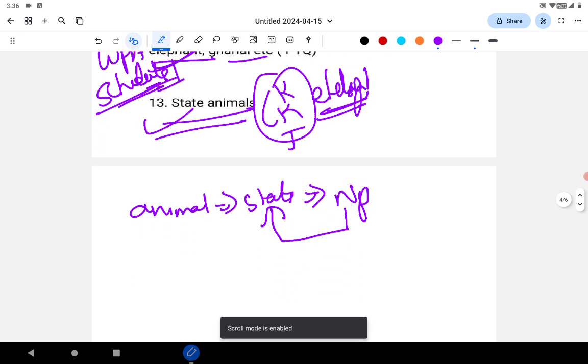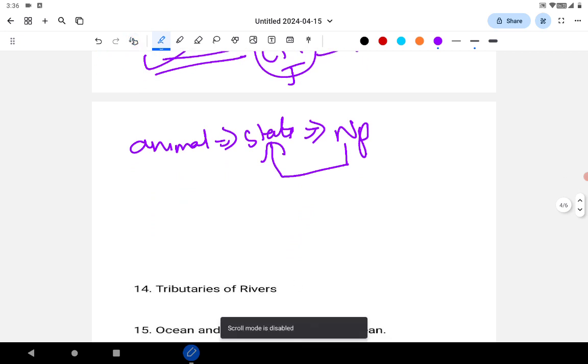And also try to know the IUCN status of those. If any of the animals is endangered or critically endangered, etc., they are very important. Try to know even the IUCN status.